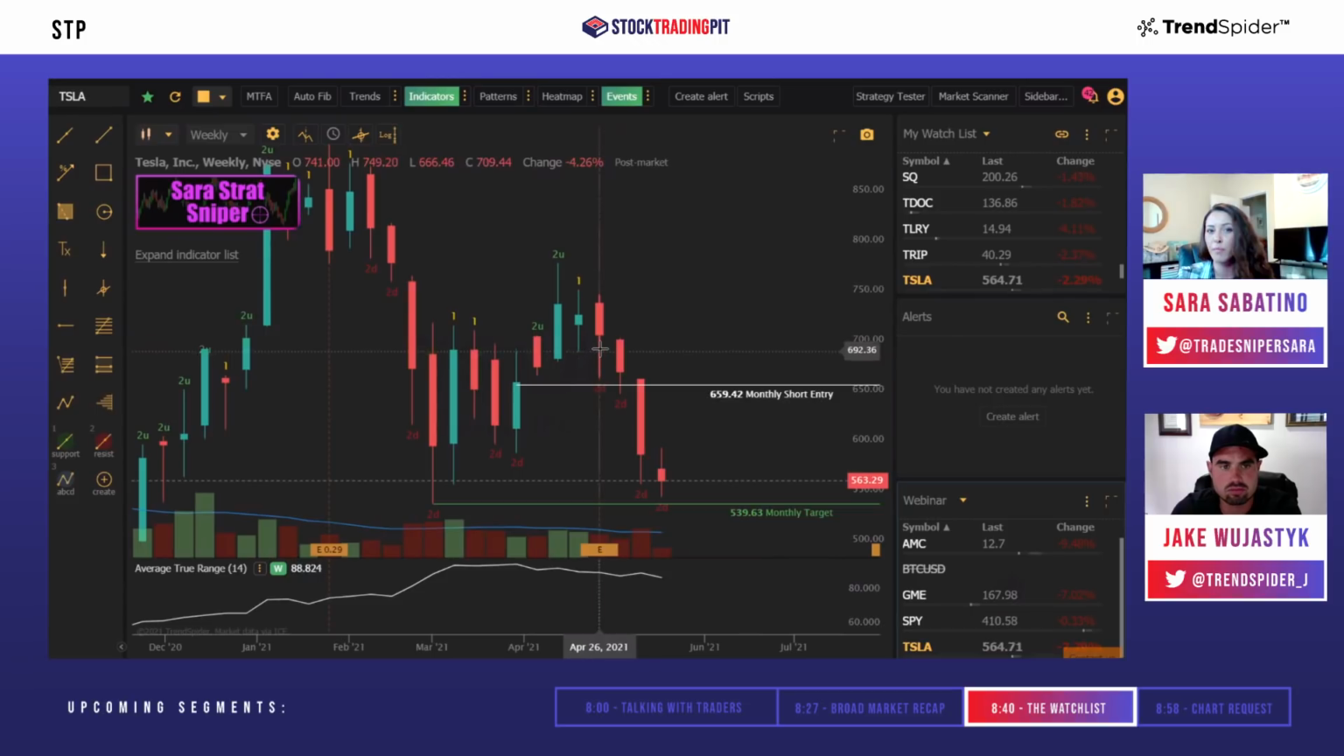So when it broke bearish the next week, you could have shorted here, hoping the monthly would trigger there and then hold it to here. That was a really nice trade. It's like 700 to 540. That's not too shabby from that inside week. Wow.